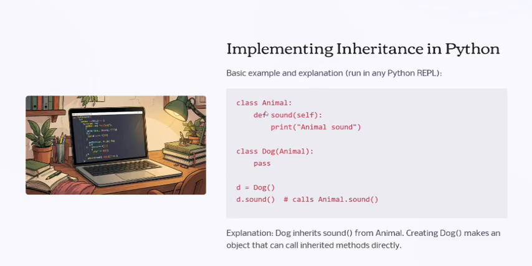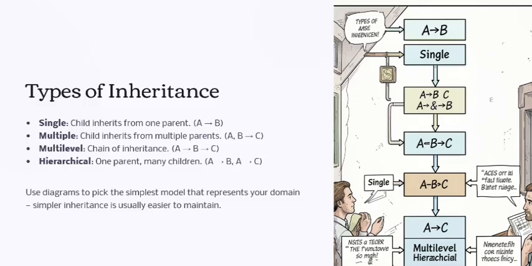Here Animal is the parent class. Dog is the child class. Dog automatically gets the sound method. Okay, so now d is equal to Dog, d dot sound. The output will be animal sound. Although sound is written inside Animal, the dog object can use it. This is called inheritance.